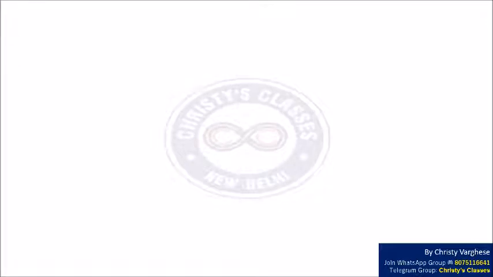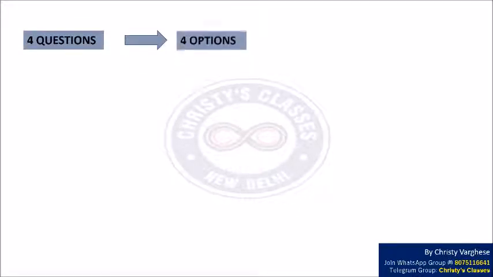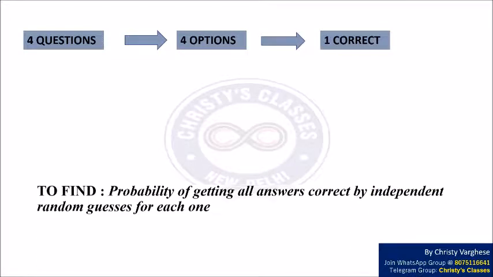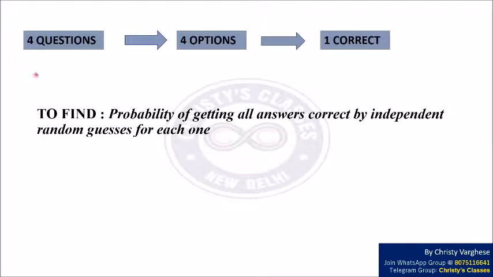Now, let's take a look at the details given in the question briefly. There are total 4 questions given. And each of these questions has 4 options, and out of these 4 options only one option is correct. Here we have to find the probability of getting all answers correct by independent random guesses for each one.